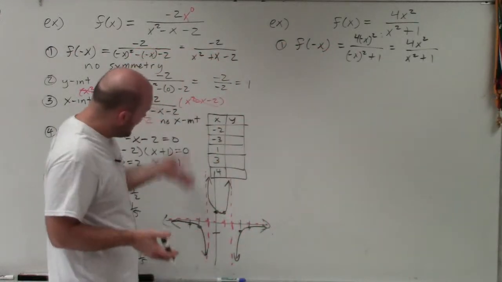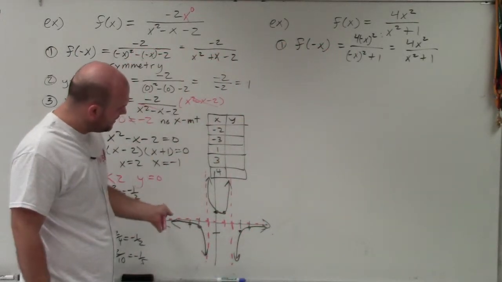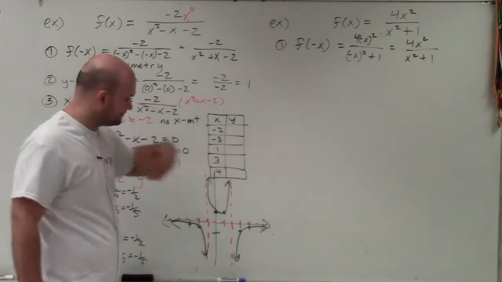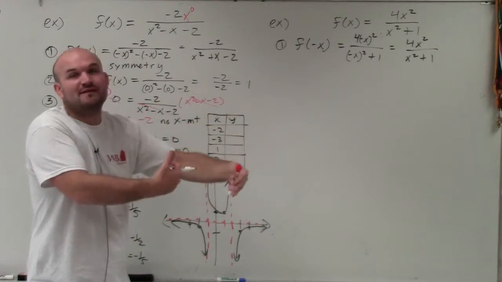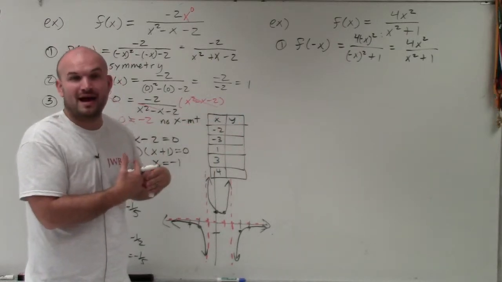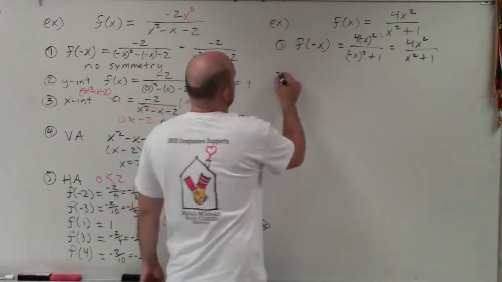Meaning, over here, I couldn't just pick values to the left of the y-axis and then reflect them. What I had to do is pick 2 points to the left and right. But now that we have symmetry, I can just graph one side of the graph from the y-axis and then reflect it over.